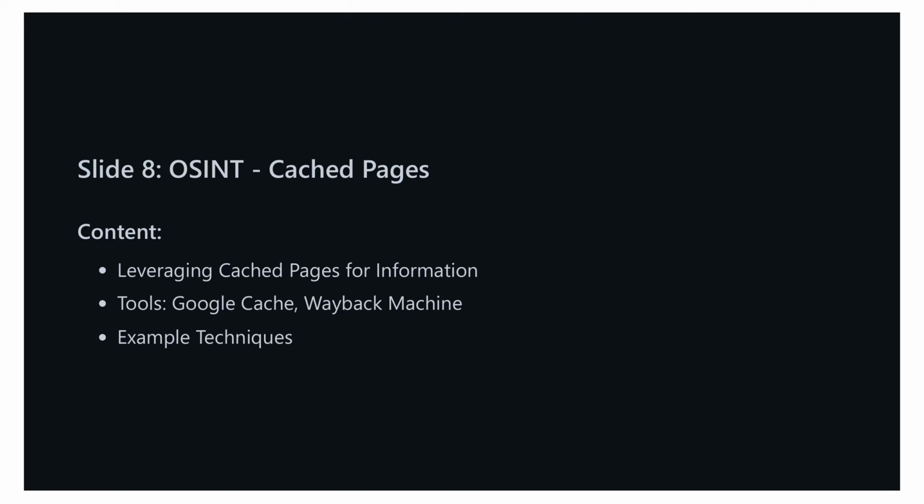In our next slide, we'll cover OSINT techniques related to identifying cryptographic flaws, and we'll discuss tools like SSLyze and OpenSSL. These tools can help us assess the robustness of SSL/TLS implementations on target systems.